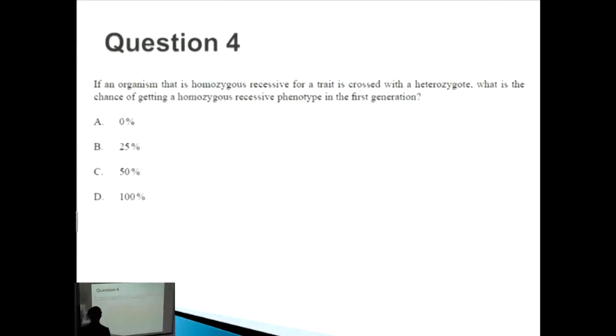Question number 4, very similar kind of question. If an organism that is homozygous recessive for a trait is crossed with a heterozygote, what is the chance of getting a homozygous recessive phenotype in the first generation? So once again, let's draw these out. Homozygous recessive means that they are two of the same, so the two alleles of the same homozygous recessive gene. In this case, let's call the genotype ii. This means that they have two of the recessive alleles.